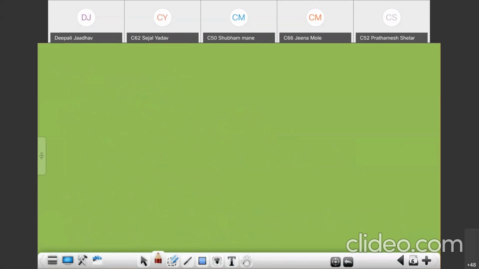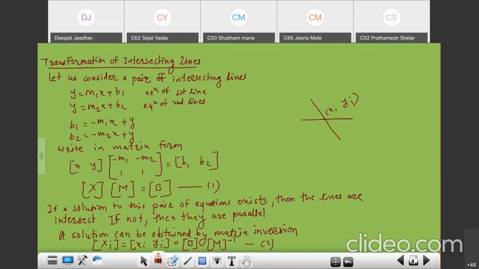After calculation, the inverse of the matrix M is 1 divided by m2 minus m1, m2 divided by m2 minus m1, then minus 1 divided by m2 minus m1, and minus m1 divided by m2 minus m1. So that is the inverse. That is what we require in this equation.